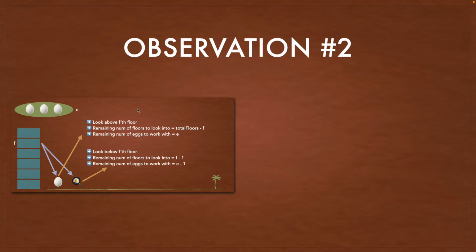Now if we minimize the entire thing and try to get a mathematical picture of this, we can call this getMinEggDrops. Let's say this is the name of a function, or a method, whatever. And we're going to call this a function of E and total floors minus F, because we're going to need to look above this, right? So when you're looking above this, we have E eggs to work with, and the number of floors we have to work with above this is going to be total floors minus F.